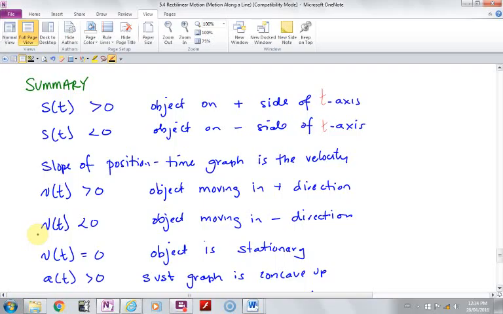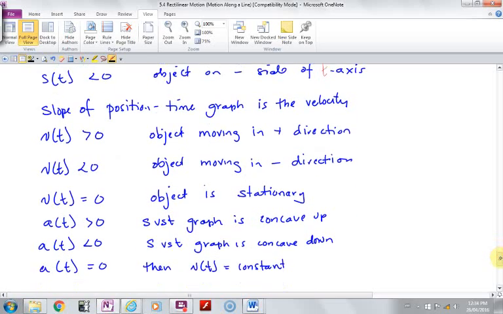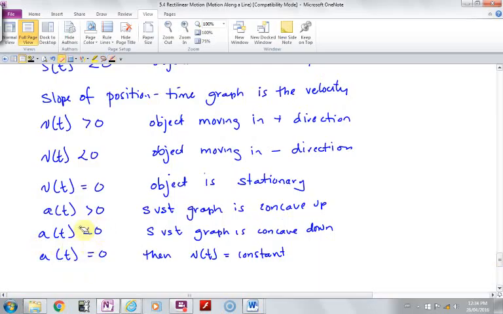If the acceleration is positive, that tells me that your position-time graph is going to be concave up. That's your second derivative, right? And a positive second derivative is concave up on the original function. If the acceleration is negative, then the position function is going to be concave down. And if the acceleration is 0, then the velocity will be constant. All review for you, except the concavity piece. That's the new piece.